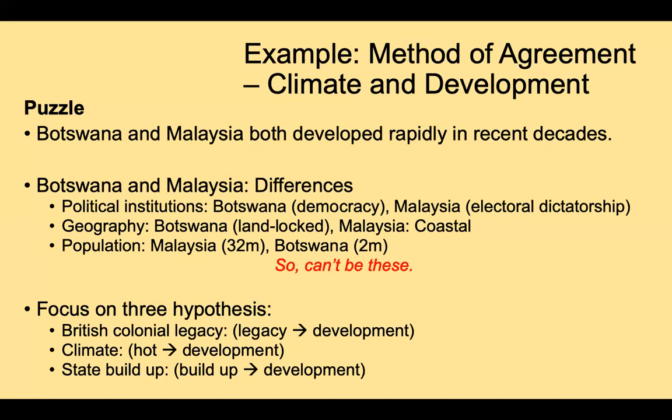And then third, population. Malaysia has 32 million people. Botswana has 2 million people. The size of their domestic markets, therefore, very, very different. Malaysia is huge compared to Botswana. So we can rule out population, geography, and political institutions as variables that potentially explain the variation in development outcome. What we can say then is it can't be these variables.